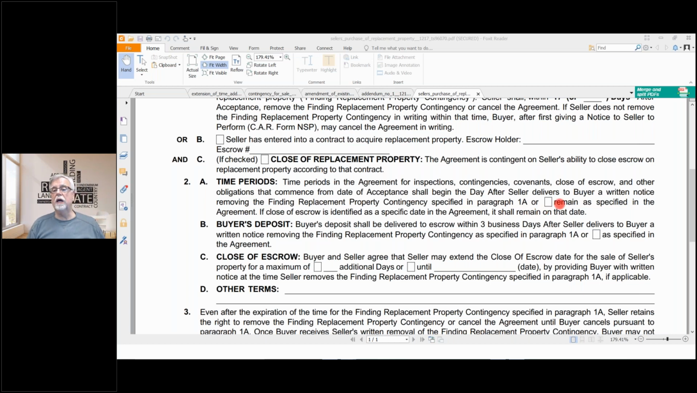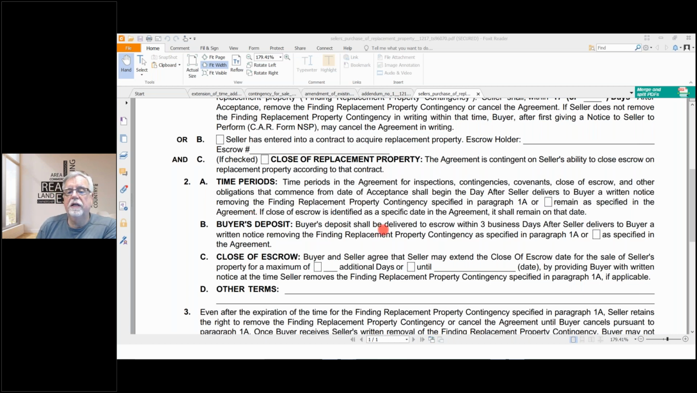Now, you could check the box remain as specified in the agreement, but you understand that's putting all of the risk on the buyer. Most of these addendums and agreements and advisories are all about distribution of risk. And the seller doesn't want to have any risk and the buyer doesn't want to have any risk. So maybe we could share it somehow. I'll talk more about that.